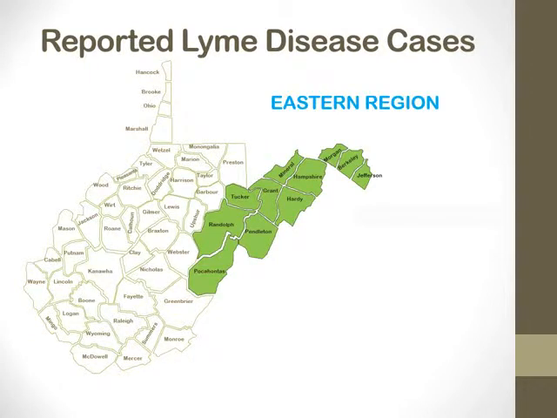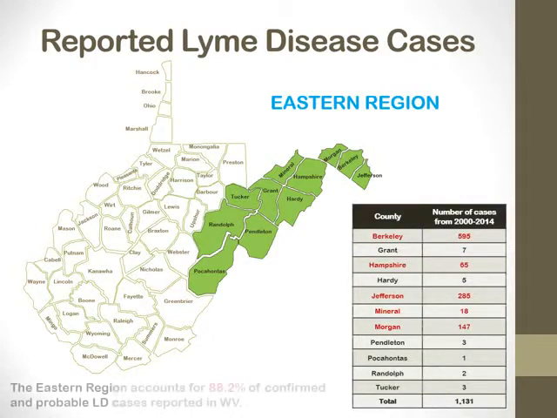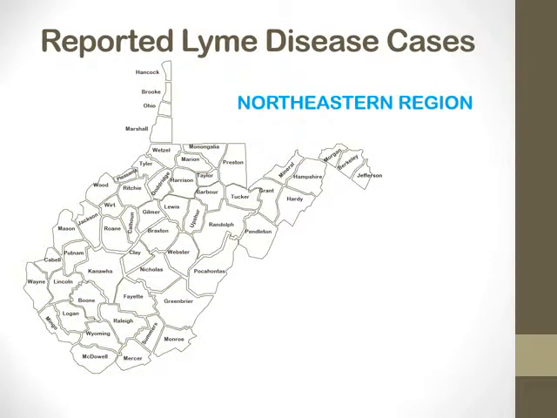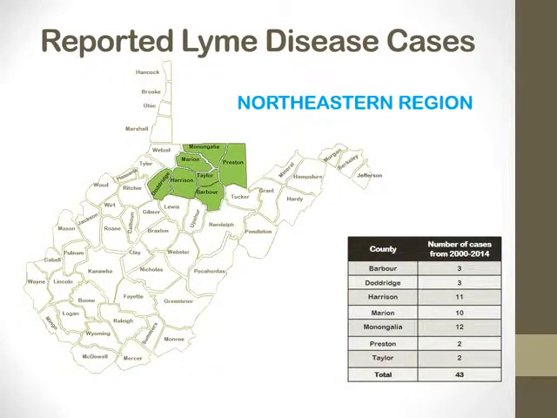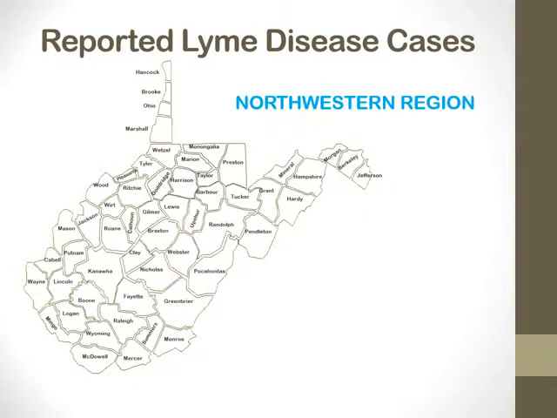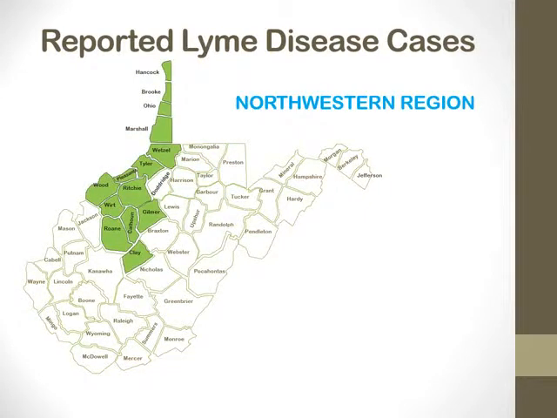For public health purposes, West Virginia is divided into 6 regions. The Eastern region consists of 12 counties that accounted for 88.2% of Lyme disease cases from 2000 to 2014. Keep in mind the counties that are highlighted in red. The Northeastern region has 7 counties and accounted for 43 of the total cases during this time period. The Northwestern region consists of 14 counties and accounted for 34 cases during this time period.